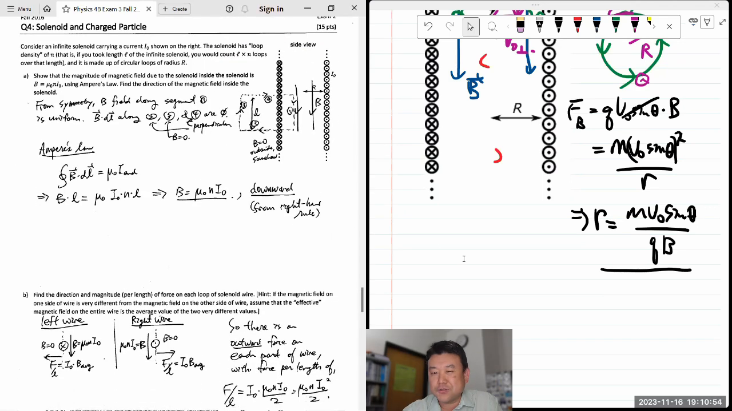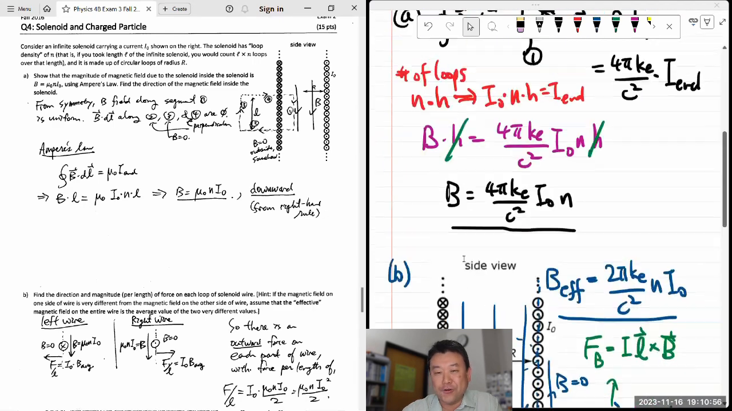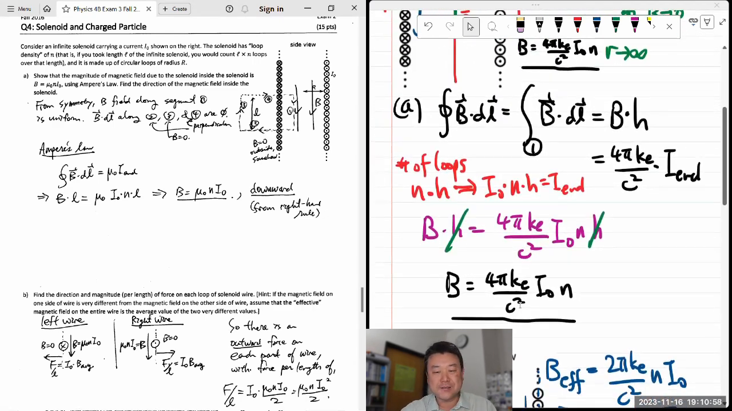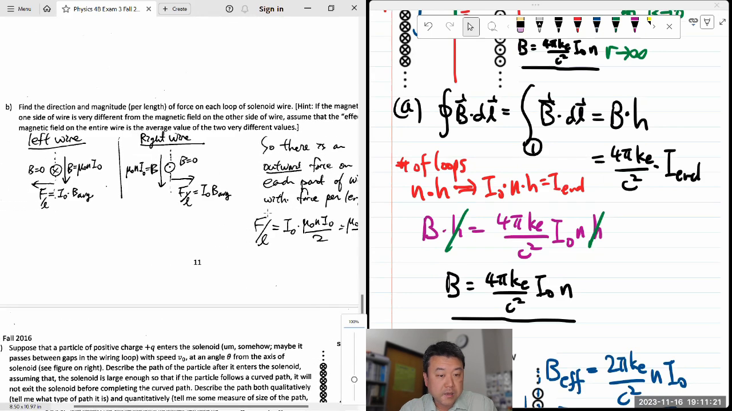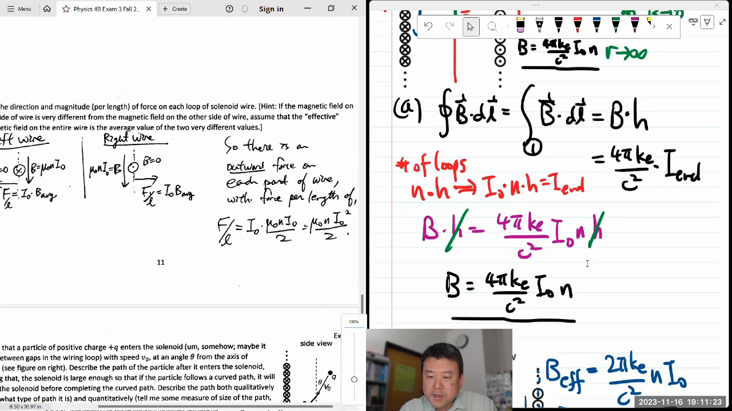Okay, A couldn't possibly have been wrong, because with A there's a kind of answer you can double check. So, okay, A is good. Let's look at B, the direction and magnitude. Here I did the left wire and right wire, enough to figure out that your magnetic force will be pulling things outward. So there's an outward force for each point in the wire.